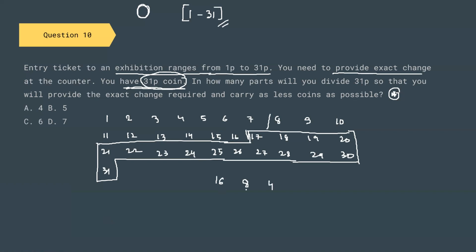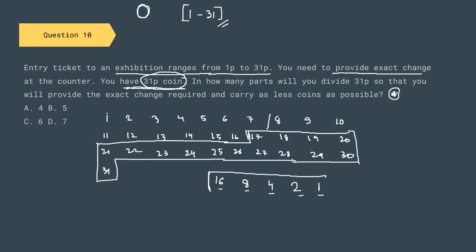We will have a 4 paisa coin, then a 2 paisa coin, and then a 1 paisa coin. So you see, I have divided this range in half each time. First we have 16, then 8, then 4, then 2, and then 1. And we can check that we can actually give exact change using these 5 denominations only.